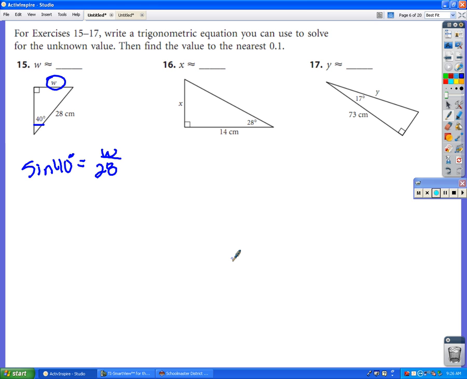Since the variable's on top, what do I have to do to solve that? Multiply. Yeah, I'm going to multiply to get rid of the 28. So I'm going to multiply both sides by 28.